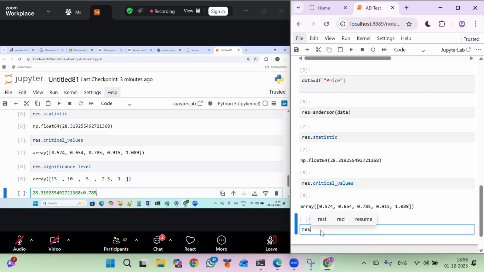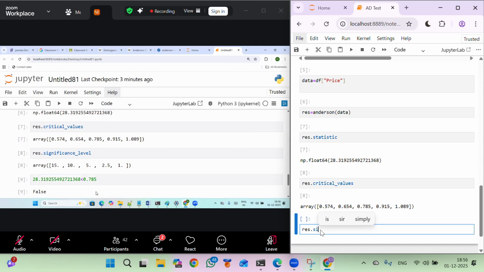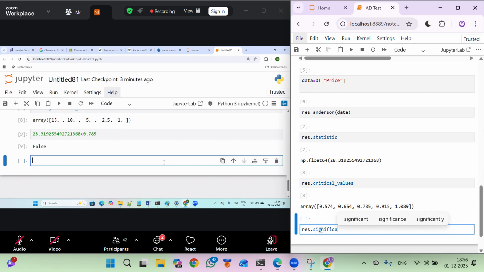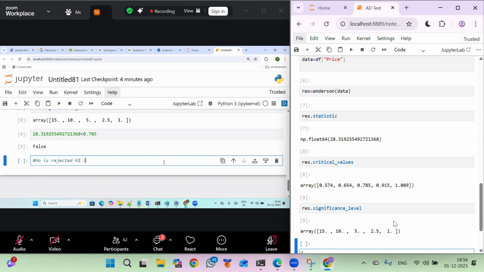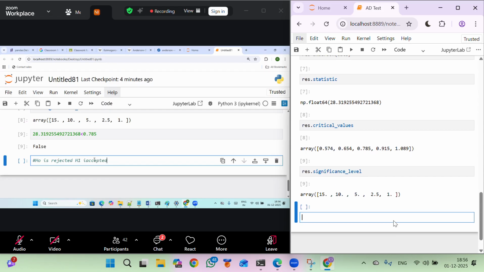If I'm returning this, you'll get False here. False means this value is greater than this value. The meaning of that is H naught is rejected, which means H1 is definitely accepted. So it is not a normal distribution. Clear, guys? Understood, online?